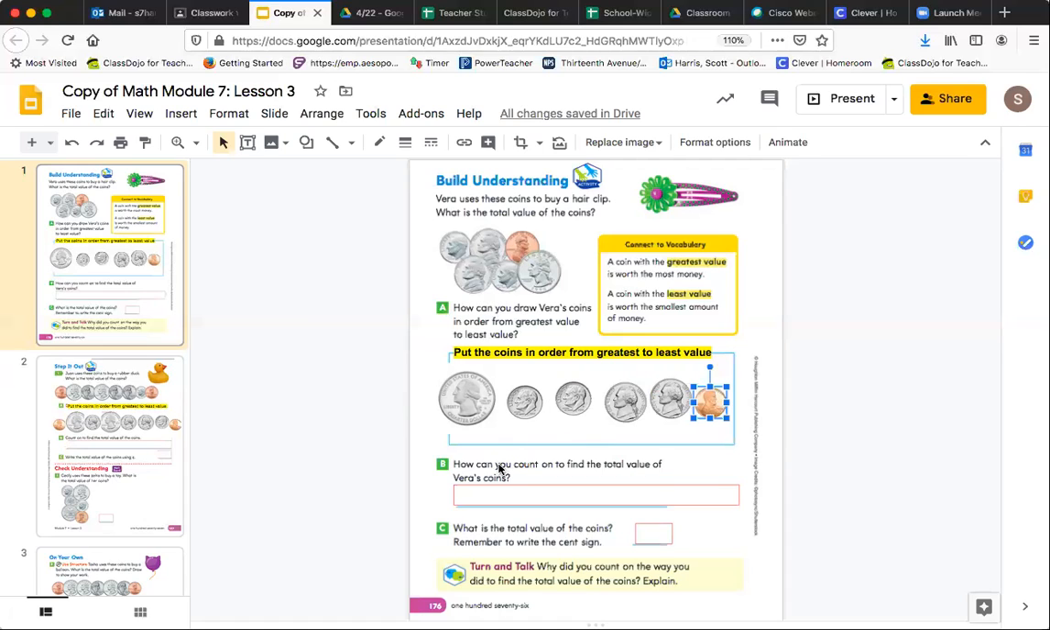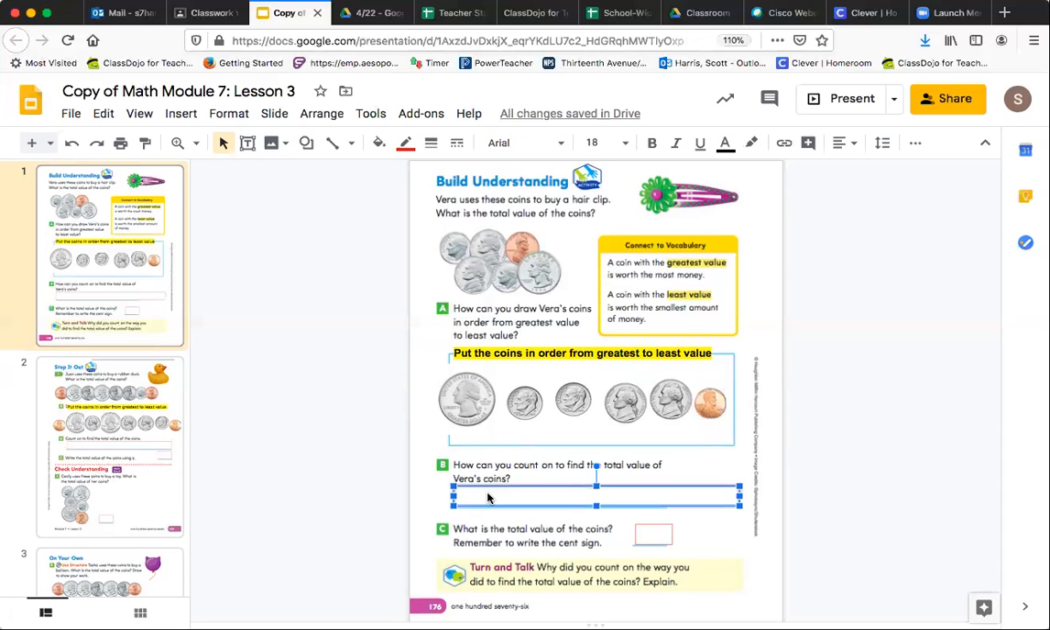Then we move on to our next question about this money. How can you count on to find the total value of Vera's coins? Well, we did counting on. What's that? 25? That quarter is worth, oh, I just said it to you. I'll make it easy. 25 plus, what's this dime? Plus 10, plus another dime, plus a nickel. And I think you understand the routine.